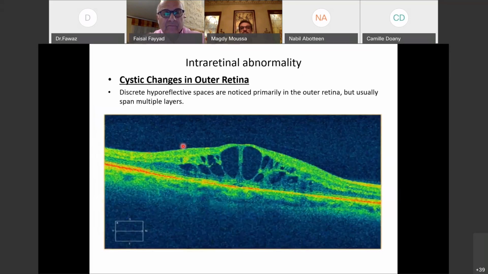So now we come to the major changes, which are the cystic changes within the retina. Usually we see them on the OCT as multiple hyporeflective spaces. Usually we call it cystoid macular edema. And this cystoid macular edema is actually a phenomenon we see in many diseases.